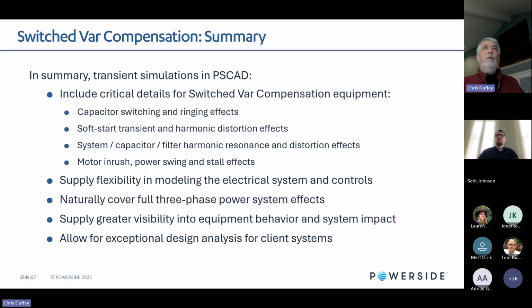Okay, in summary, transient simulations in PSCAD include critical detail for switched bar compensation, capacitor switching and ringing effects, transients, harmonic distortion, resonances, motor inrush, power swing effects, stall effects. Those are the kind of things that we want to make sure are included in our simulation so we don't miss something. It supplies flexibility in modeling the electrical system and controls, naturally covers the full three-phase power system effects, and supplies greater visibility into equipment behavior and system impact.